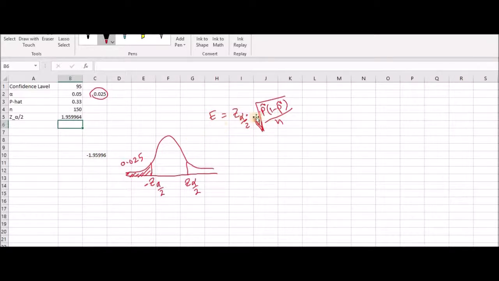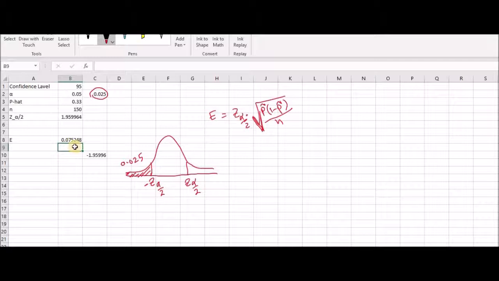Finally, I'm going to compute the margin of error. So the margin of error is equal to, I'm going to type it as I see it. So I see z sub alpha divided by 2. I'm going to click on the cell that has z sub alpha divided by 2, times the square root of p sub hat, there is p sub hat, times 1 minus p sub hat. So I'm going to click again on p sub hat, divided by the sample size, which is 150, or I can click on the cell that has it. And then you can click enter. And that is the margin of error value.